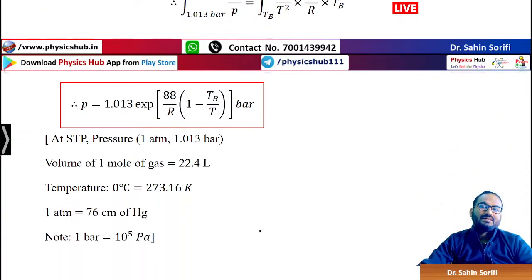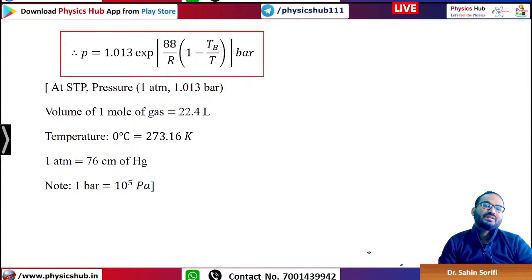So this you have to remember. P is equal to 1.013 exponential 88 by R into (1 minus TB by T) bar. It is in bar. At standard temperature and pressure, 1 atm pressure or 1.013 bar, the volume of 1 mole of gas, you know, is 22.4 liter. We have studied this in class 11-12 chemistry. Temperature 0 degree centigrade is 273 Kelvin approximately. 1 atm pressure is 76 centimeter of Hg, and 1 bar is 10 to the power 5 Pascal. So you need to keep this in mind.